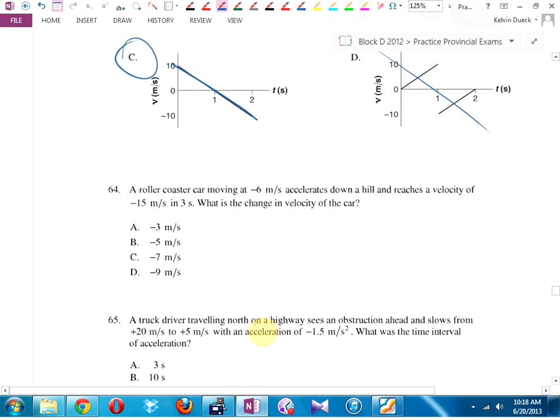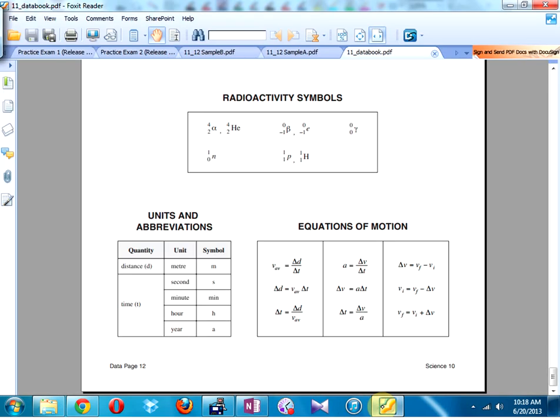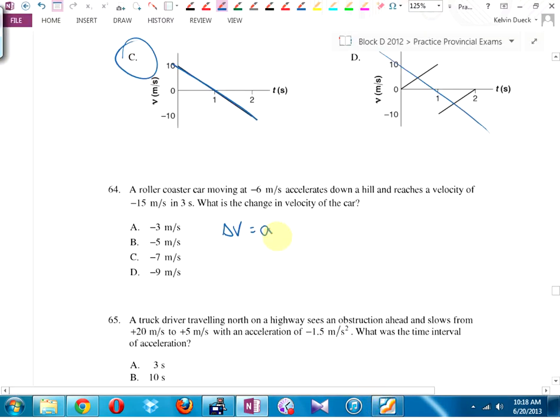What do they want us to find in question 64? Okay, it says change in velocity, which is, according to my formula sheet, in the acceleration section, acceleration times change in time. Did they tell me the acceleration? Oh, wait a minute. I don't need to go that high tech. I'm making this way more complicated.